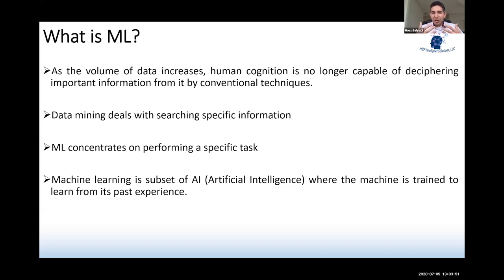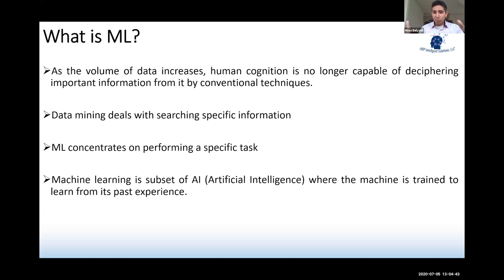Machine learning deals with performing a specific task. A simple example is, if I were to train somebody on how to play basketball, that is called machine learning. I'm training somebody on how to play basketball. On the other hand, if I were to find the best basketball centers, let's just say in Egypt, that is called data mining. And there's also a term used called artificial intelligence. What is artificial intelligence? Artificial intelligence is using machine intelligence as opposed to using human intelligence or animal intelligence. That's what AI is. And just remember that machine learning is a subset of AI. Machine learning is a subset of AI.